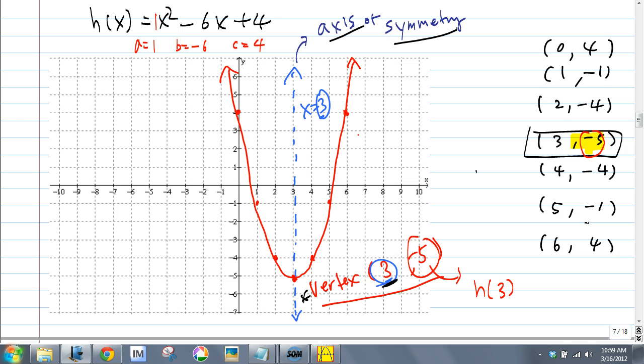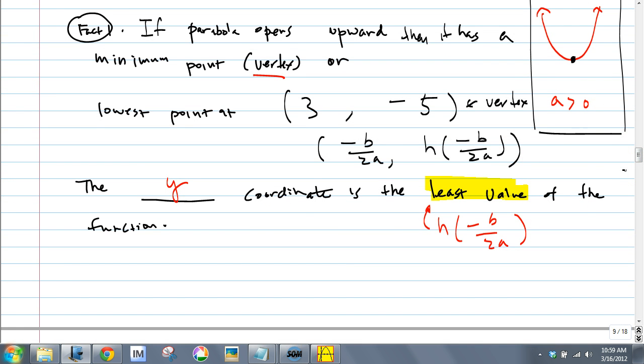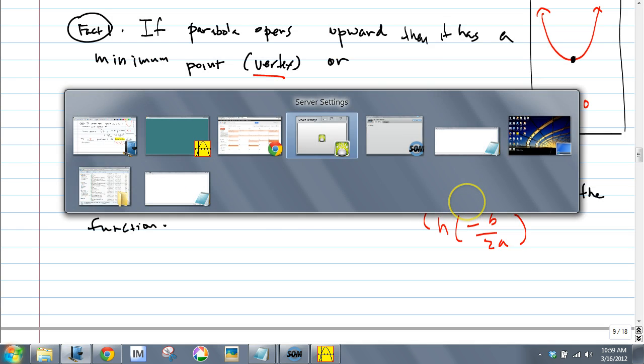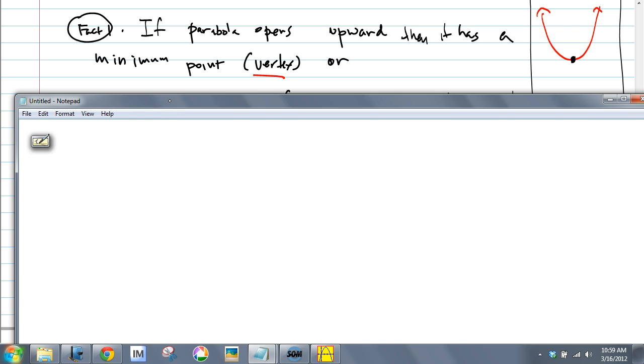Let me show you what I wrote down here. So let me summarize what we just talked about. You're right. It's really nothing more than here. So write this down. If a parabola opens upward, you see the picture? They call it either the minimum point. Point means ordered pair, right? What's the minimum point, by the way, for this? Isn't it the vertex?